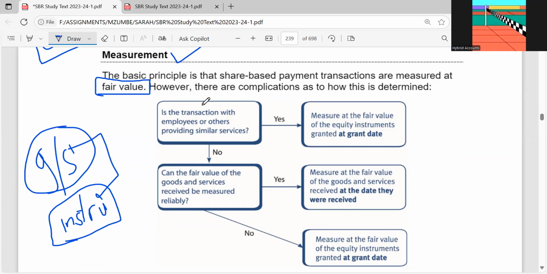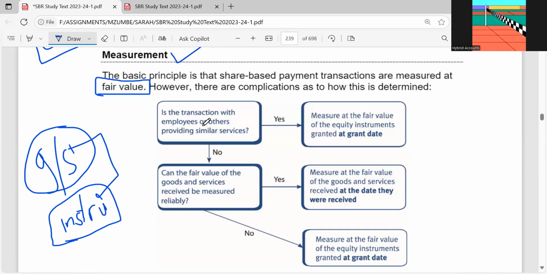All right, look at this and you will understand what I'm trying to say. You shouldn't actually just memorize this. You see, in the transaction with the employees or others providing similar services, it could be services or goods, right? Now, in this transaction with employees or others providing similar services, employees provide service to the organization, right? Okay, let's say maybe the company has run out of capacity and has hired some other people just to finish the job.